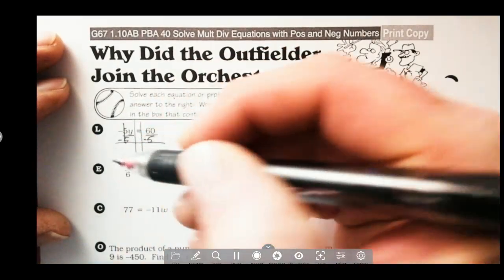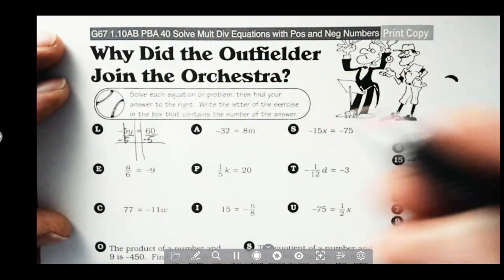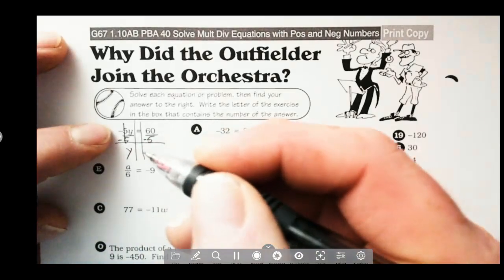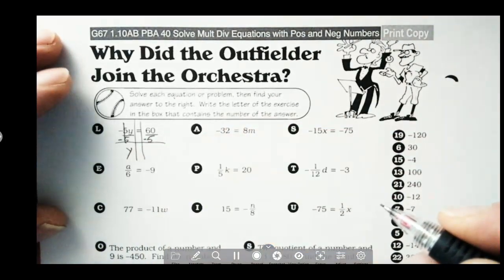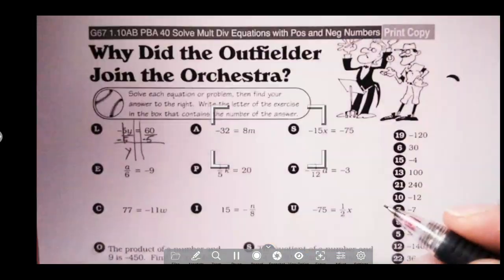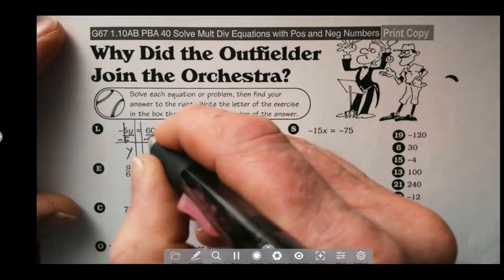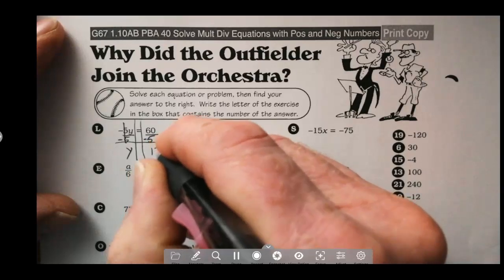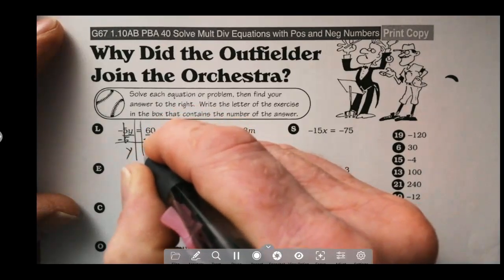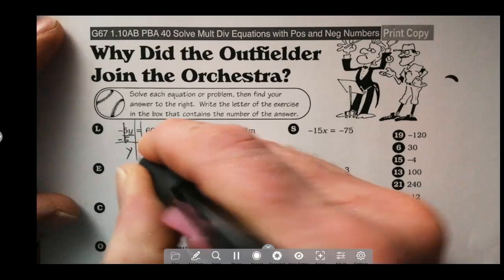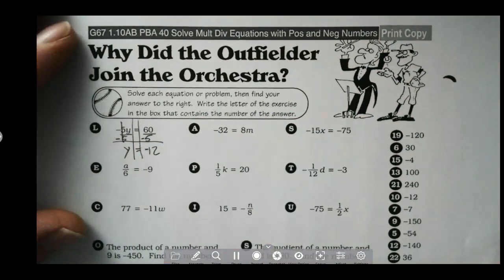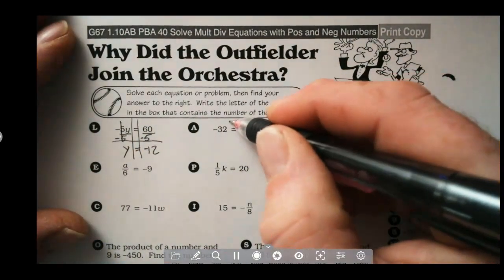5 divided by 5 is 1, or just y. A negative divided by a negative is going to make that a positive y. All right, on this side, 60 divided by 5 is 12. We have a positive divided by a negative, so that's a negative 12. Let's do another one of these here.